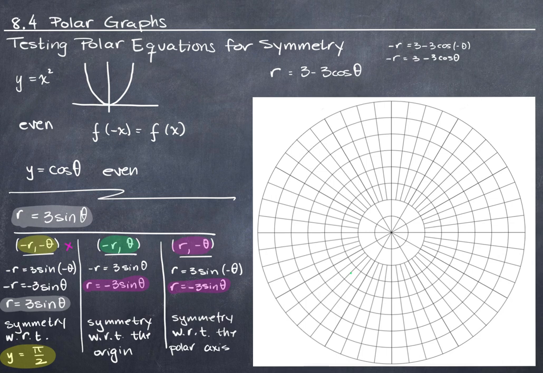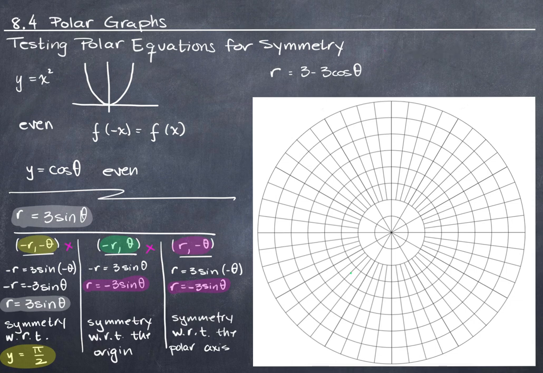The second test is to replace just negative r and leave the theta positive. Well, cosine is an even function, so what we're going to get there is negative r equals 3 minus 3 cosine theta. Guess what? It's not the same. Pretty easy to see that, right? All right, so it doesn't have those two kinds of symmetries.